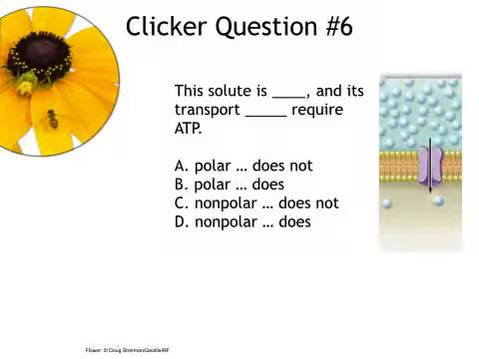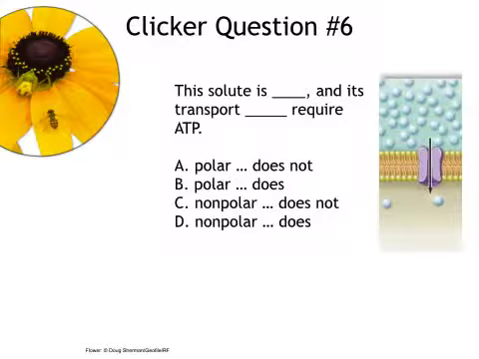So the first way you can tell whether it's polar or nonpolar: if it's something nonpolar, if it doesn't have a charge, it's not going to need a protein to move through the cell membrane, right? So in this example, this substance needs a protein channel. So that means that this is a polar substance. It has a charge, and it's not going to be able to move through that cell membrane without this protein channel.